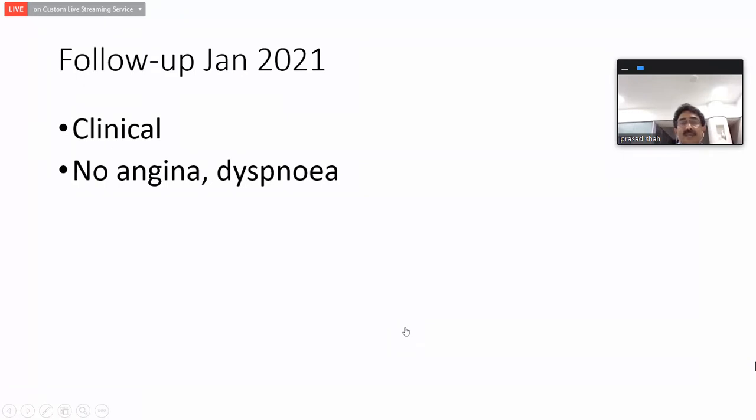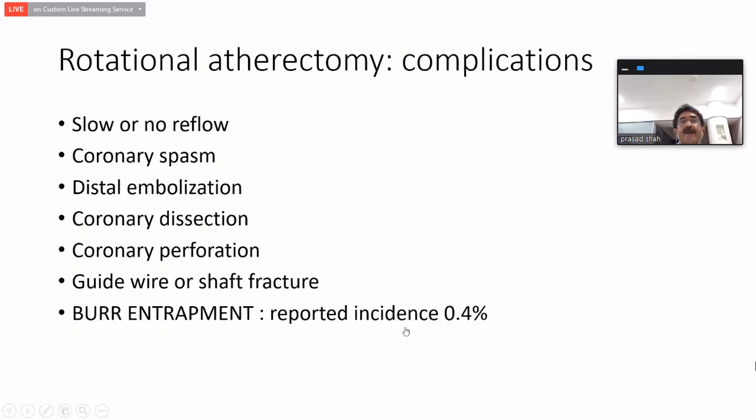Follow-up as recent as Jan 2021, that's about nearly 1.5 years, the patient is doing well. There's no angina, there's no dyspnea. The patient is doing all her regular activities. So we all know that the complications of rotablation are slow flow, coronary spasm, distal embolization, coronary dissections, coronary perforations, guide wire or shaft fractures, and burr entrapment, which has been reported in about 0.4%.